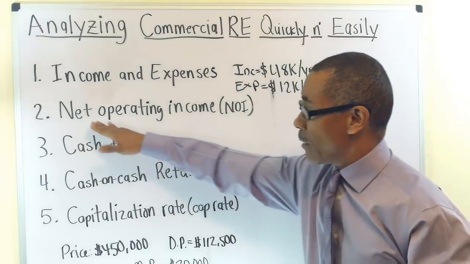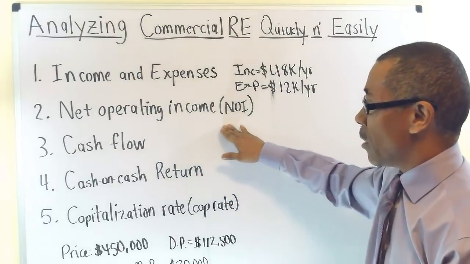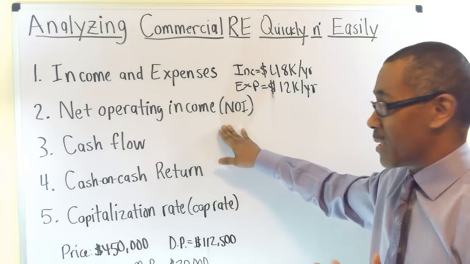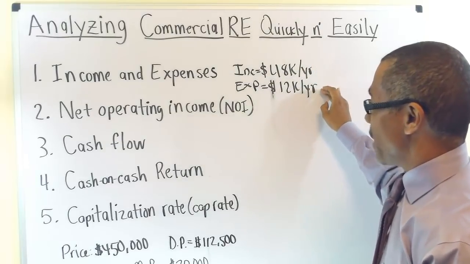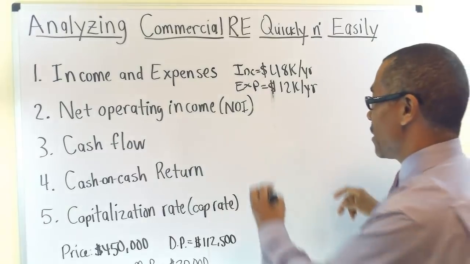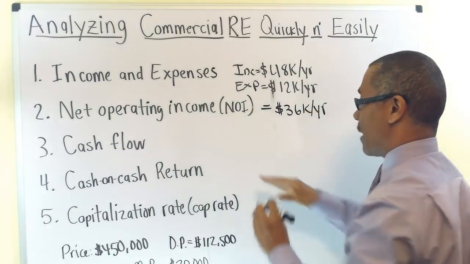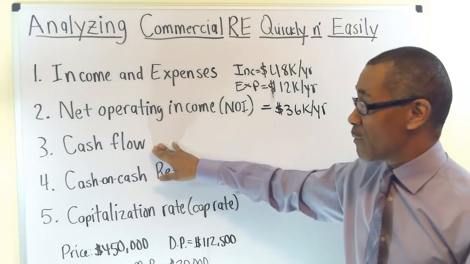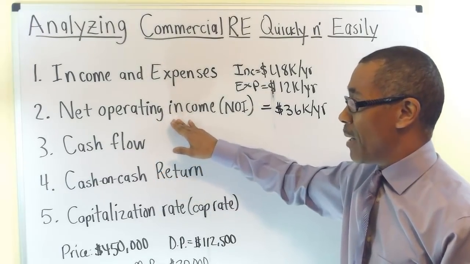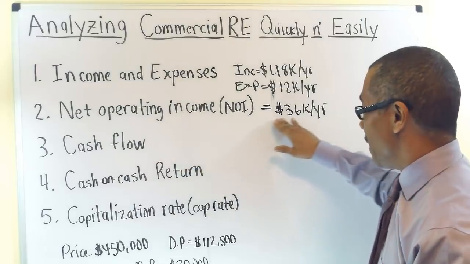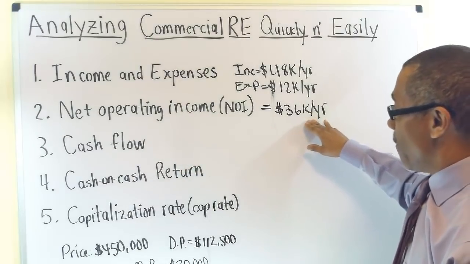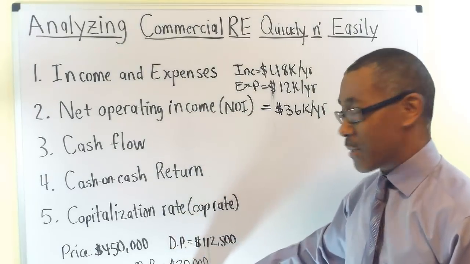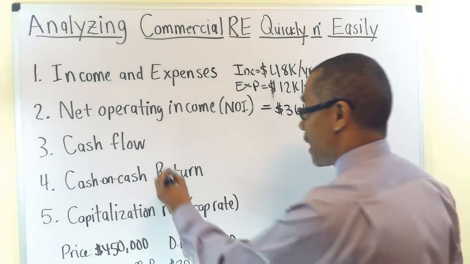All right. Now to calculate your net operating income on this deal, remember that your net operating income was your income minus expenses. So $48,000 minus $12,000 is $36,000 here. So I have my net operating income. Next is cash flow. Remember, cash flow is your net operating income minus your mortgage payments. So $36,000 minus $20,000 is $16,000 a year.